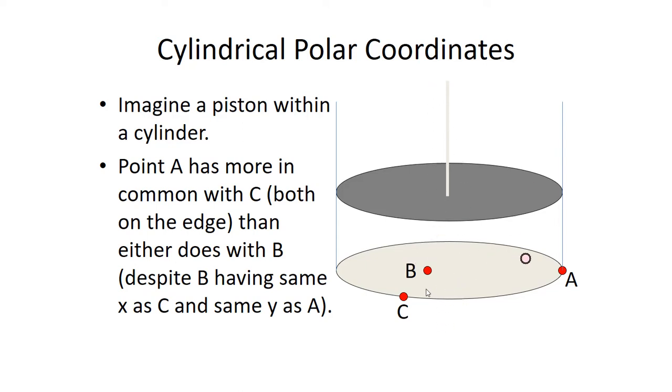Now we see that A and B have the same value of Y, B and C have the same value of X, but perhaps it's A and C that have more in common than either does with B. So it'd be useful to have a set of coordinates reflecting the fact that A and C have more in common, being on the edge, than they do with B, near the middle.